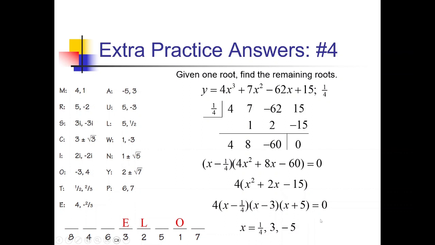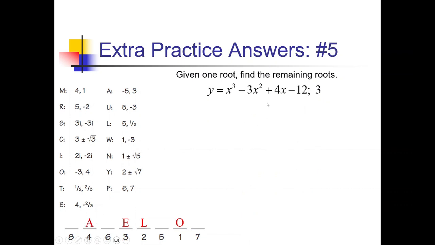The only ones that matter for my answer choices are 3 and negative 5, which I see right up here. This is A. U is very close, so be careful there. But we want negative 5, positive 3. So A is what I'm putting in spot 4.